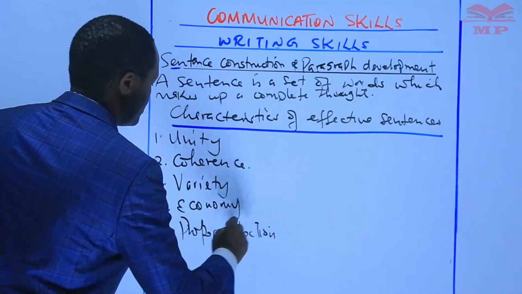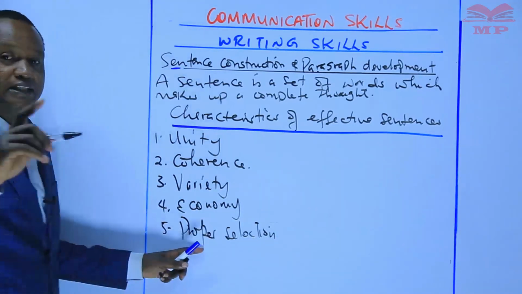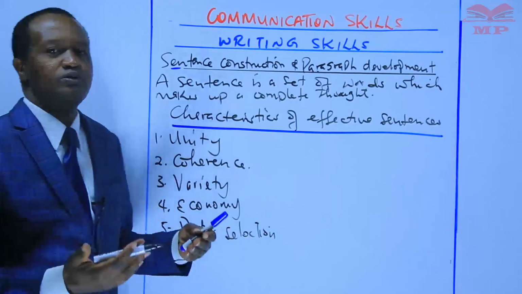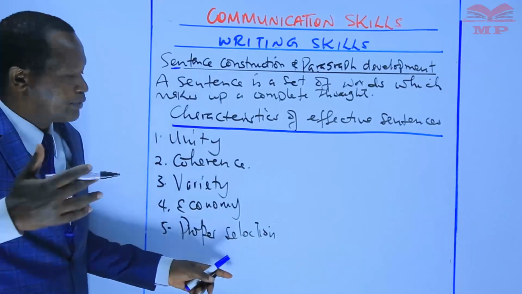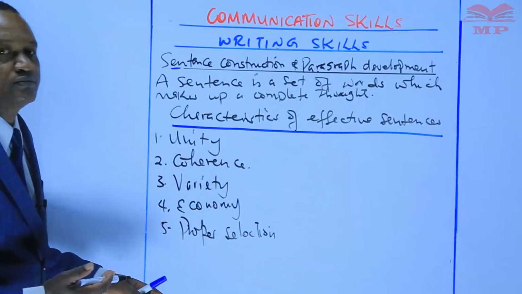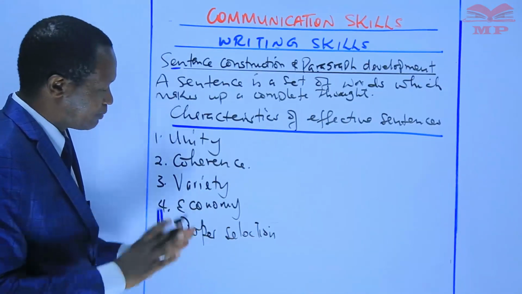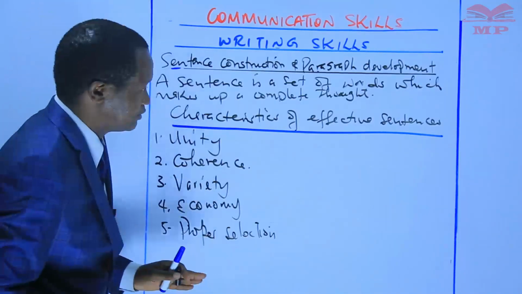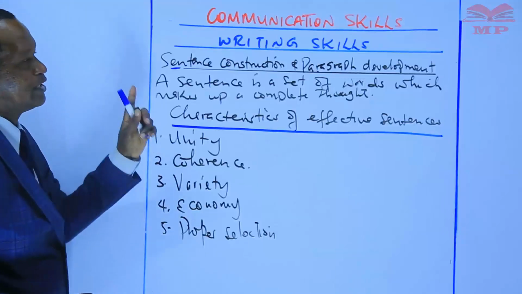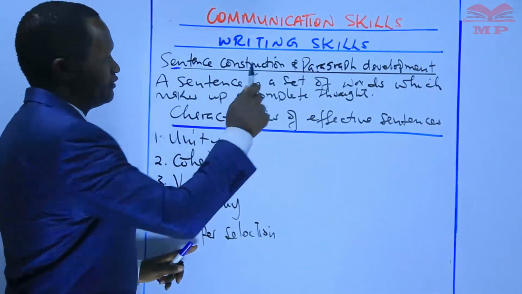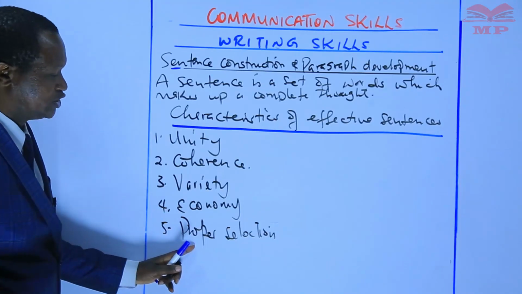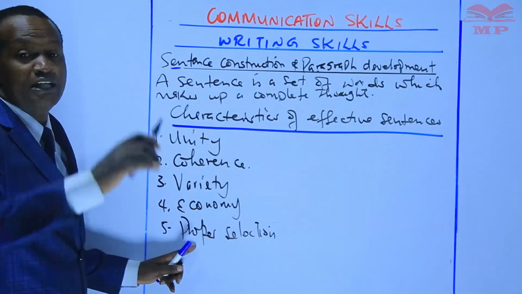Number 5, proper selection. There should be precise selection and appropriate choice of words. All right? There should be proper selection of words, because you have said a sentence is a set of words which makes up a complete thought. So an effective sentence is one in which words have been selected properly.